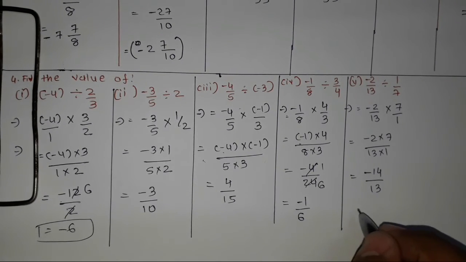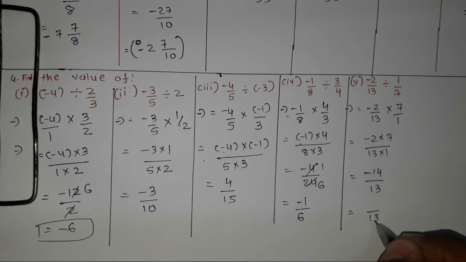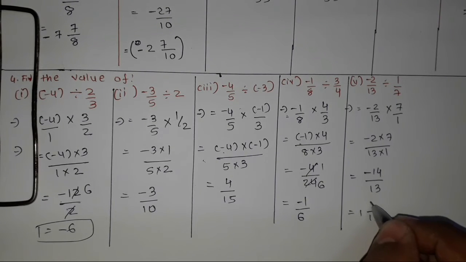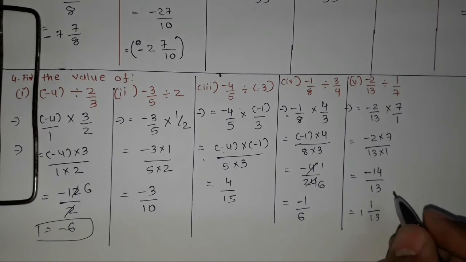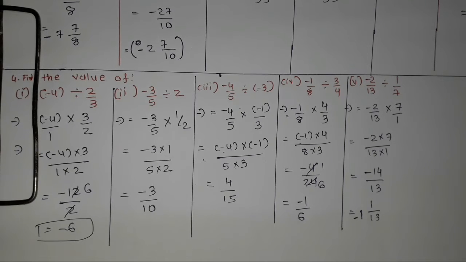So here the value of denominator is lesser than numerator, so we can convert this into a mixed fraction. So 13 ones are 13, and plus 1 I will get 14, and here I will put the negative sign. So minus 1 integer 1 upon 13.